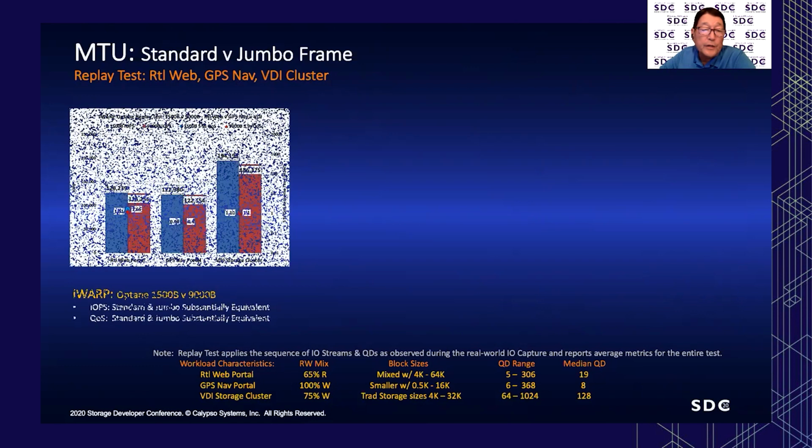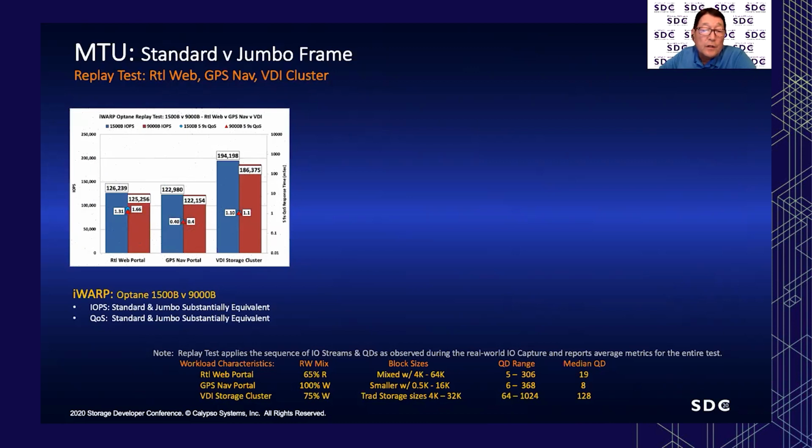So in the first case, we're looking at iWARP. This is the Optane 1500 versus 9000 byte again. Blue is standard, red is jumbo. So for IOPS, standard and jumbo are substantially the same. There's a slightly higher VDI standard than jumbo, but it's nominal. For response time, quality of service, again, standard and jumbo frames are substantially equivalent.